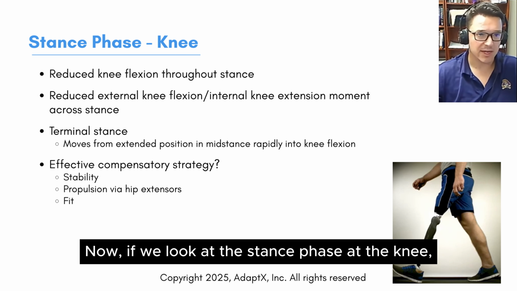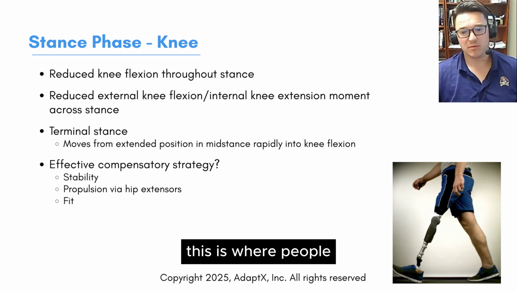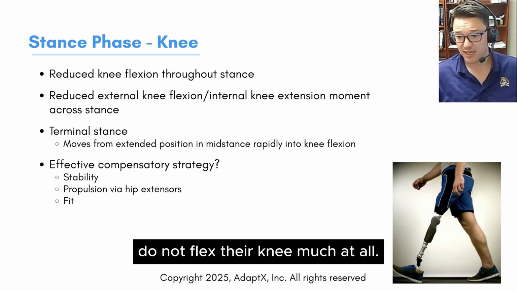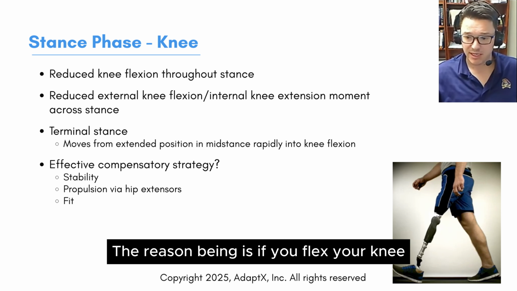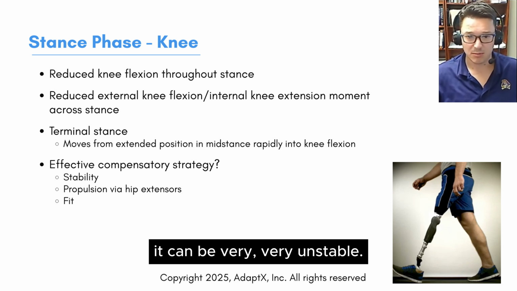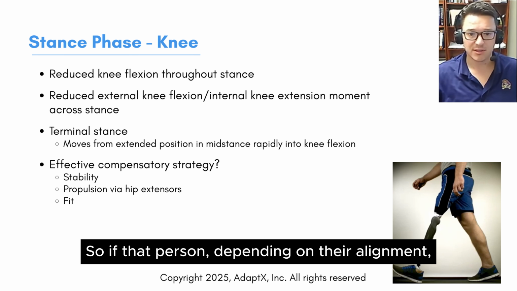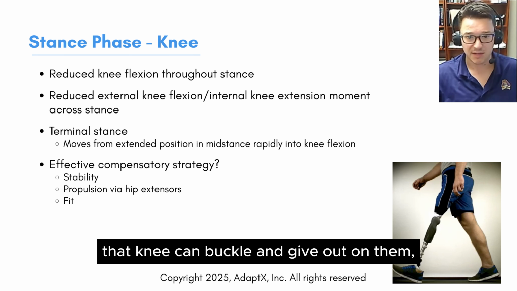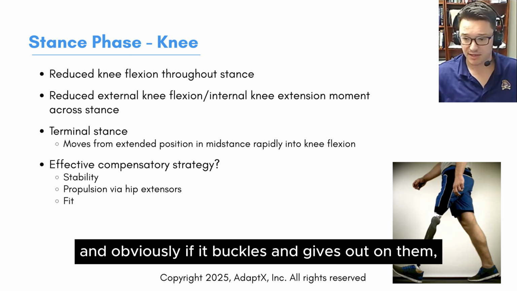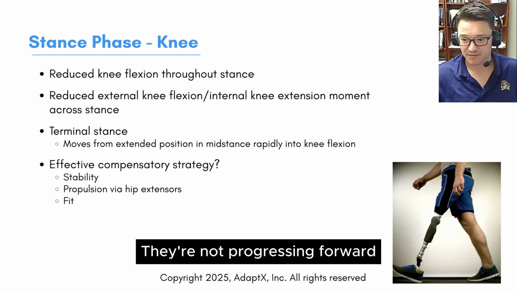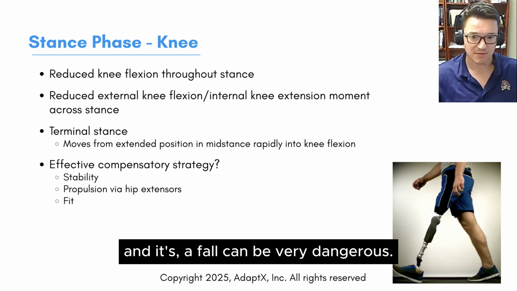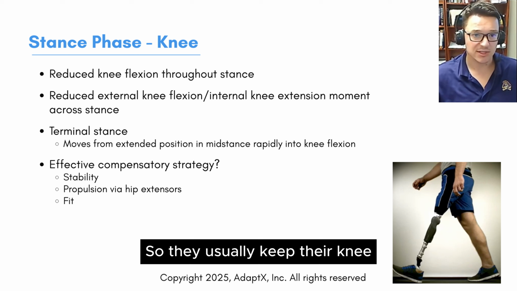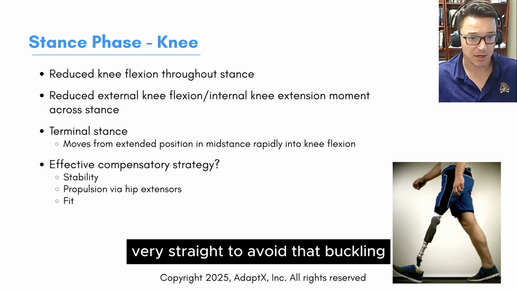Now, if we look at the stance phase at the knee, this is where people do not flex their knee much at all. The reason is that if you flex your knee, it can be very, very unstable. So depending on their alignment and the knee they're wearing, if they flex their knee too much, that knee can buckle and give out on them. And obviously, if it buckles and gives out on them, they're not walking anymore, they're not progressing forward, and a fall can be very dangerous. So they usually keep their knee very straight to avoid that buckling.